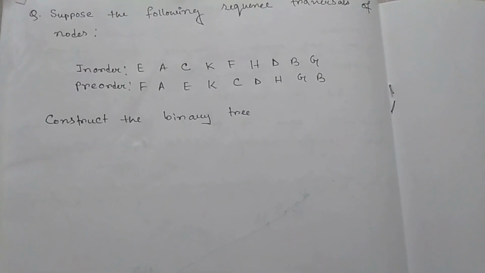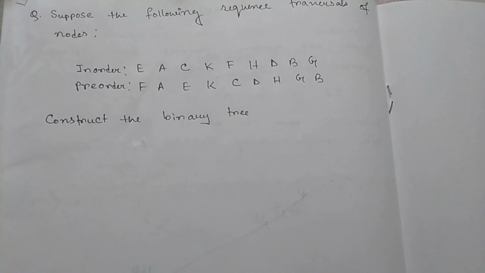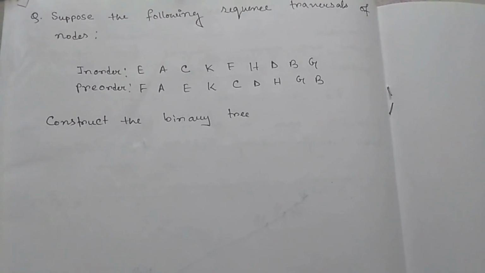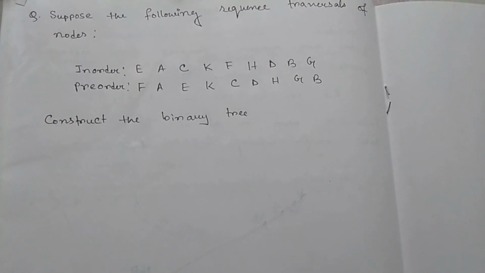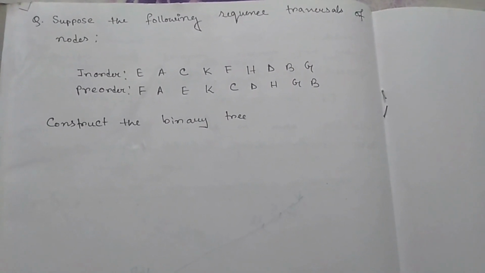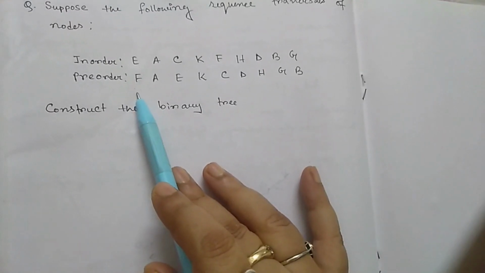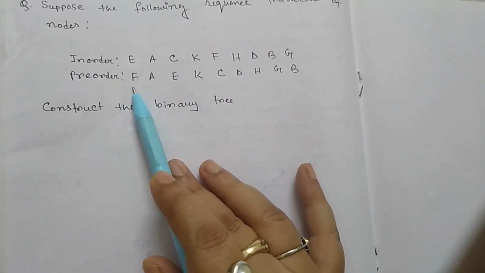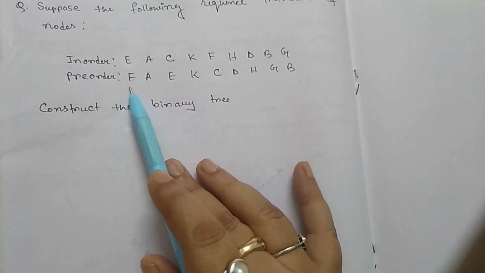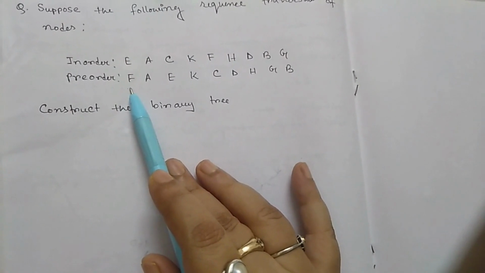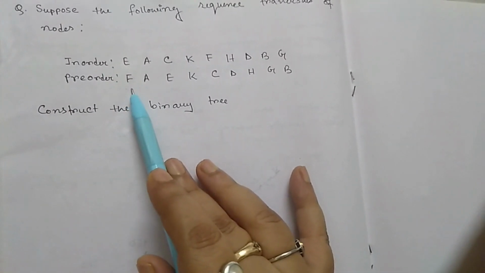How to construct a binary search tree using two-order sequence. In this question, in-order and pre-order sequence is already given. Using these two orders, we have to construct a binary search tree. From the pre-order sequence, we get the root of that tree because the formula of pre-order is root, left, right. For that reason, F is the root of that tree.